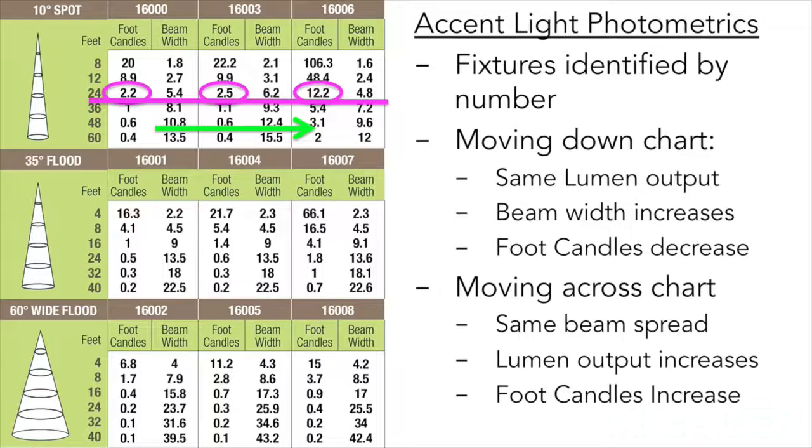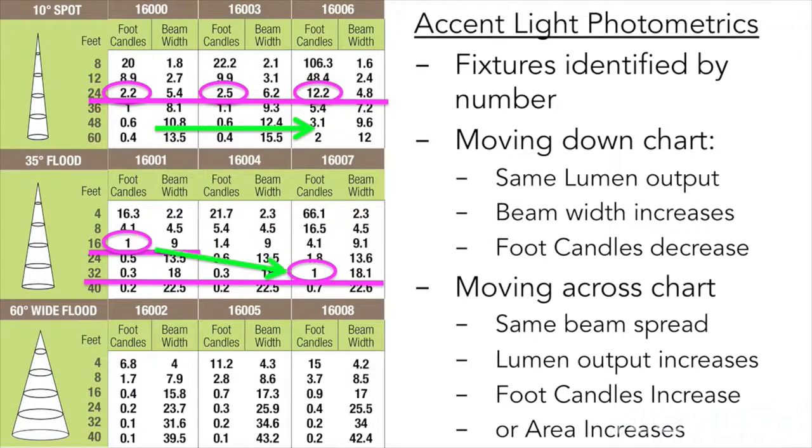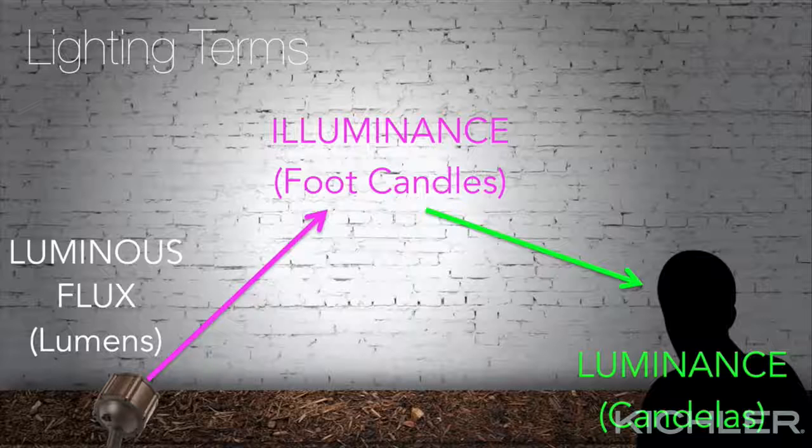If we look at the 35-degree fixtures, we know that the 116 lumen fixture produces 1 foot candle over a 9-foot beam at 16 feet from the fixture, and that the 352 lumen fixture produces 1 foot candle over an 18-foot beam at a distance of 32 feet from the fixture. That is, within the same beam spread, as the lumens go up, you can achieve equal foot candles over a larger area at a greater distance from the fixture.